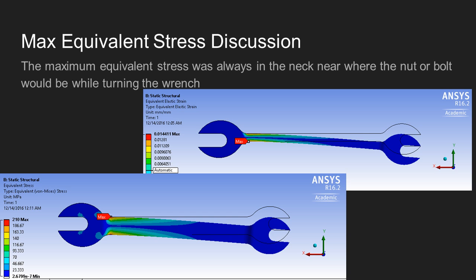The wrench with the lowest amount of stress is shown here, and this wrench had the thickness of the ends increased from 5.4 millimeters to 7 millimeters. The maximum stress was always in the neck of the wrench and would be the point of failure.